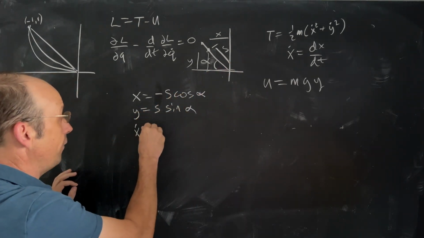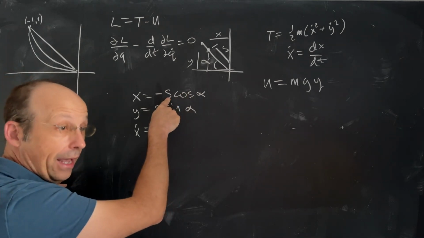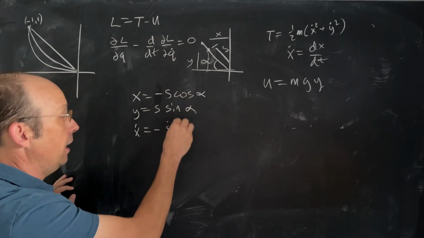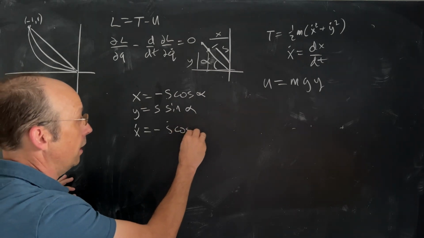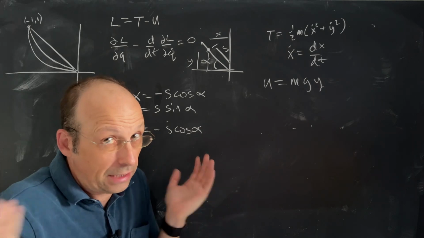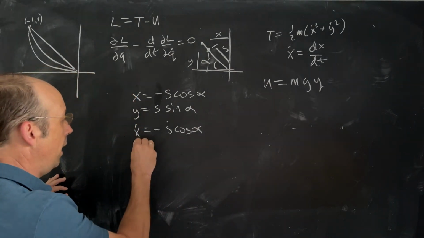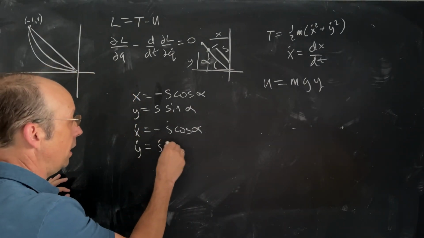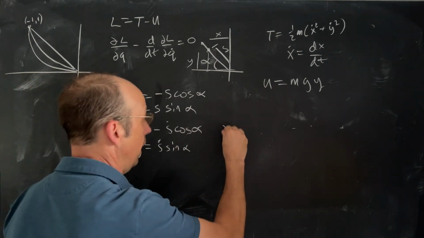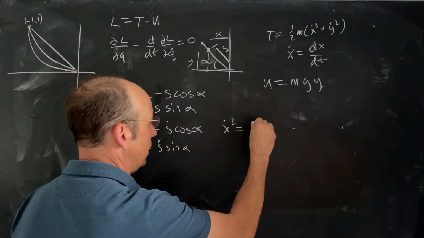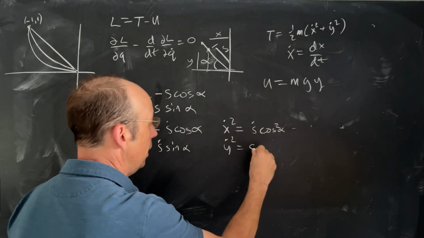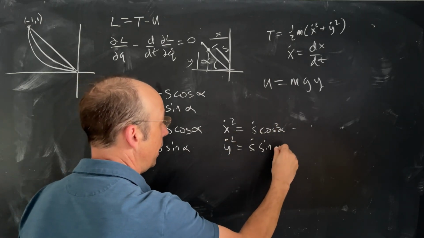So x dot, if I take the derivative with respect to time, s is a variable, so it's going to be negative s dot, I have to take the derivative of that, and then I have cosine alpha. And the derivative of cosine alpha is just a constant, so that's it. And then the same thing for y dot. y dot is going to be s dot sine alpha. Now I can square that. x dot squared is (s dot cosine alpha) squared. y dot squared is (s dot sine alpha) squared.